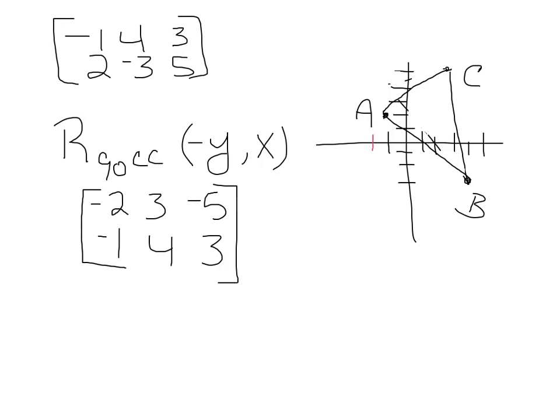So -2, -1 is A prime, 3, 4 is B prime, and -5, 3 is C prime. So if you had put your finger at the origin and spun it a quarter of a turn, this is what it should look like.